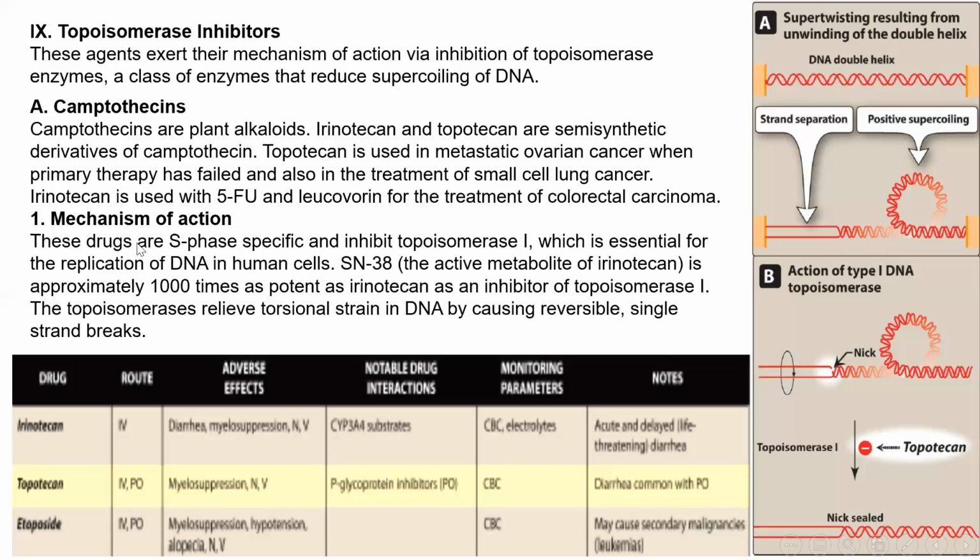The mechanism of action of these agents, as we said, is related to topoisomerase. It is a direct inhibition of topoisomerase 1, and this is an essential enzyme for DNA replication in human cells. There is an active metabolite of irinotecan called SN-38, and this one is very potent in comparison with the original or the parent drug. Topoisomerase relieves torsional strain in DNA by causing reversible single-strand breaks.